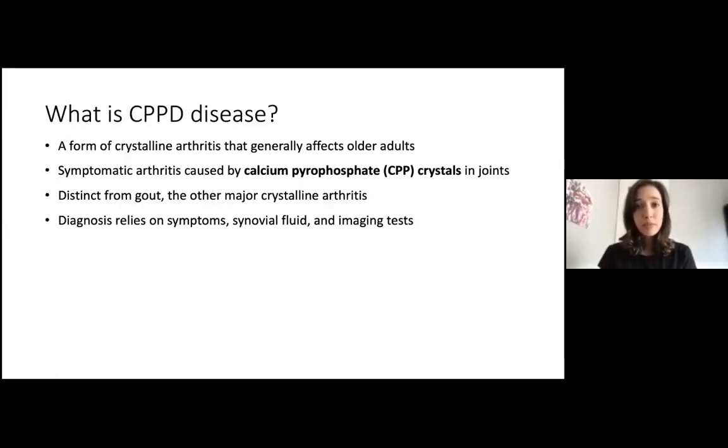CPPD is distinct from gout, which, as you know, is the other major type of crystalline arthritis. This disease is caused by a different kind of crystal, and it often affects different joints and actually has different presentations. Diagnosis of CPPD relies on a combination of symptoms, synovial fluid tests, and imaging tests.